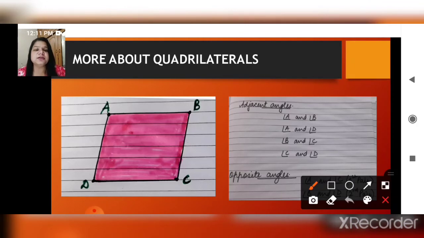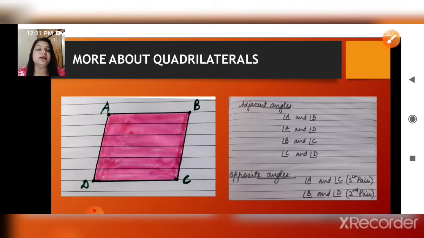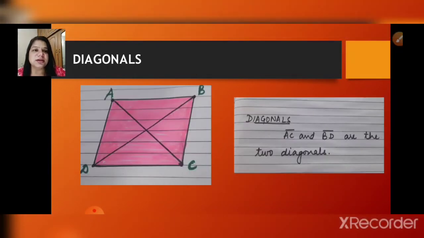And next, if I talk about angle B, which is the angle opposite to B? Here you can check, opposite to angle B is angle D. Clear? So these are the opposite angles. A and C are opposite to each other. This is the first pair of opposite angles, and angle B and angle D is the second pair of opposite angles, right?